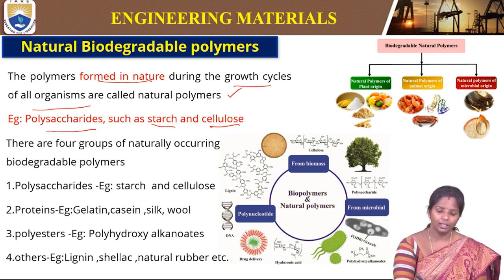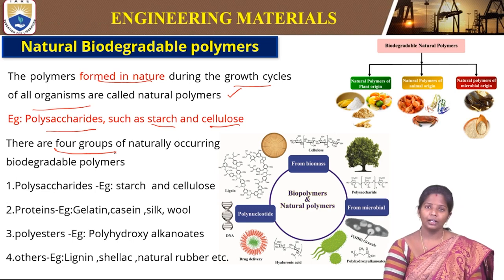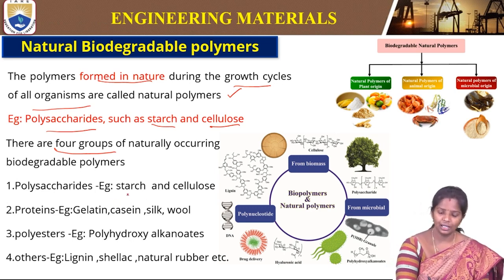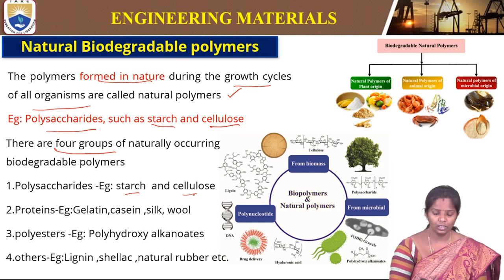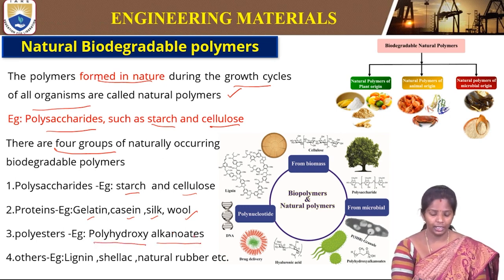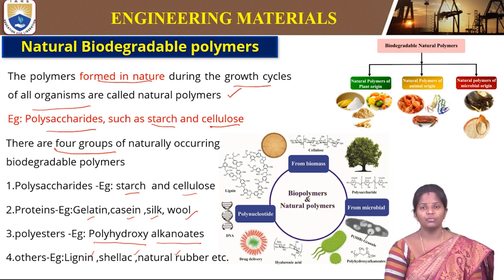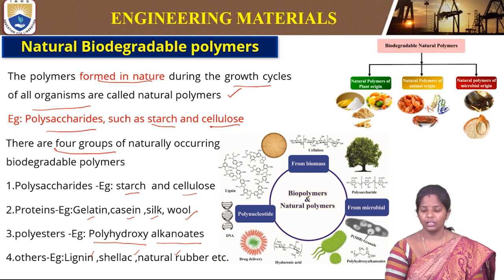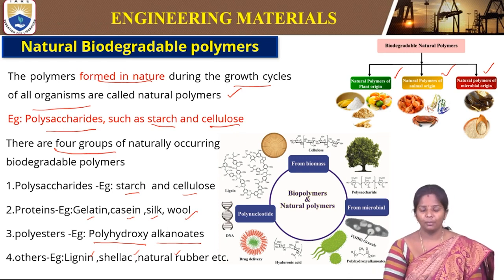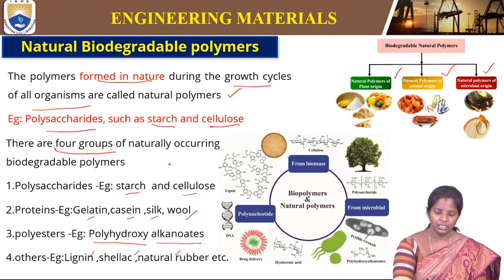the organisms. And there are four groups of naturally occurring biodegradable polymers. Polysaccharides are starch, cellulose. Then proteins are like gelatin, casein, silk, wool. Then polyesters are polyhydroxy alkanoates. Then others are like lignin, shellac, natural rubber. So these are good examples of different types of naturally occurring biodegradable polymers, from plant origin, animal origin and microbial origin.